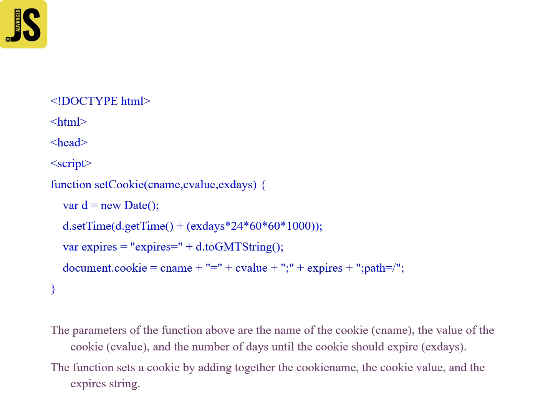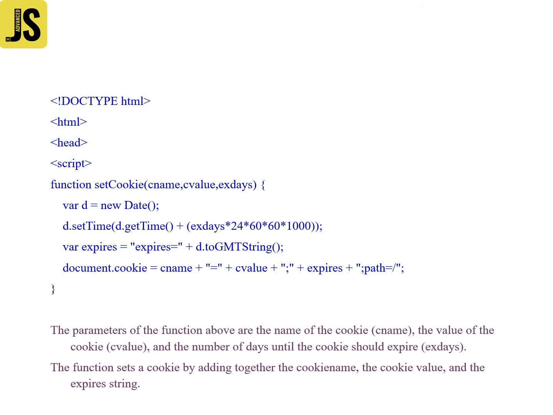So we have a code snippet here. Inside the code, we can see that under the head section, the script is specified. Function setCookie is there, which contains three parameters: cname, that is the cookie name; cvalue, which refers to the value for that particular cookie; and exdays. So exdays can be mentioned as the expiry days.